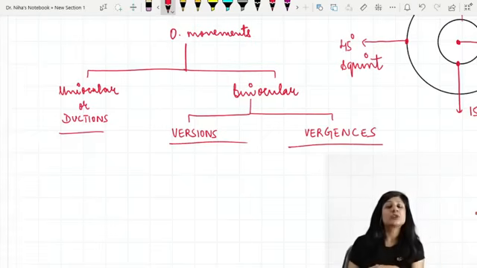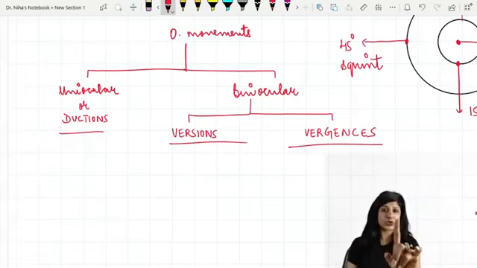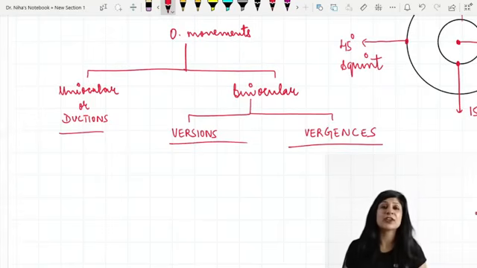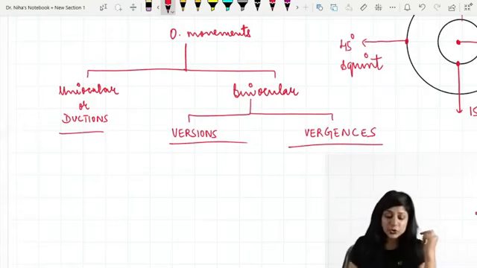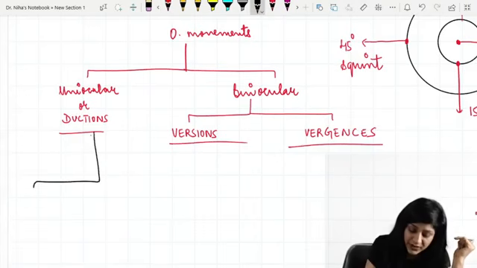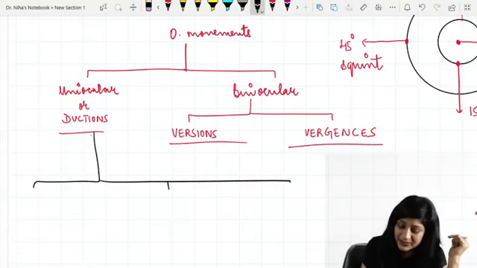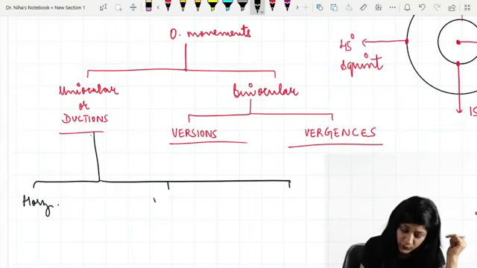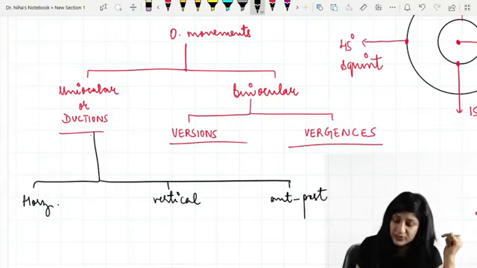See, ductions are uniocular movements. So ask the patient to look straight ahead, then straight up, straight down, straight right and straight left. These are your duction movements, right? So when you are doing movement only in one eye, these ductions are according to the axis. So basically we are checking in the three axes. One is your horizontal axis, then one is the vertical axis, and another is the anteroposterior axis. Now how to do this?